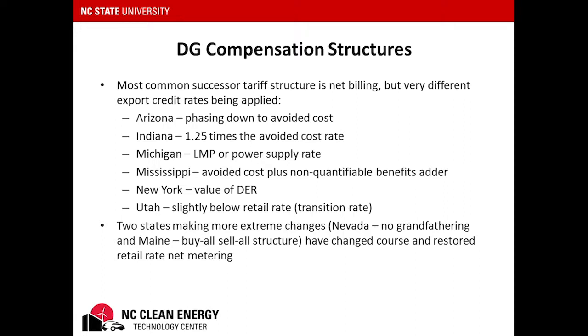This is a couple weeks old, so some of these bills may have actually played out by now, but you get the idea. Some states have made extreme changes. Nevada and Maine both got pushback from the population of those states and wound up going back to full-scale net metering. Maybe a lesson there that if we're going to make changes, we shouldn't do it too abruptly. The public may not appreciate it.